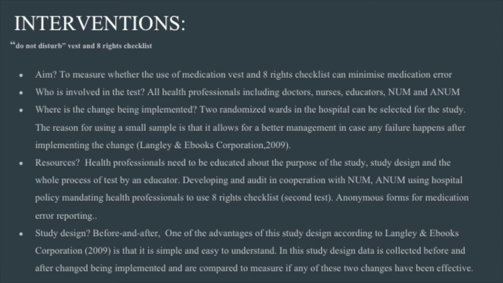In order to get more reliable data, we can use anonymous report forms, which health staff can fill in when medication errors happen, and at the end we compare data before and after the change to see if any of these interventions have been effective in reducing medication errors.